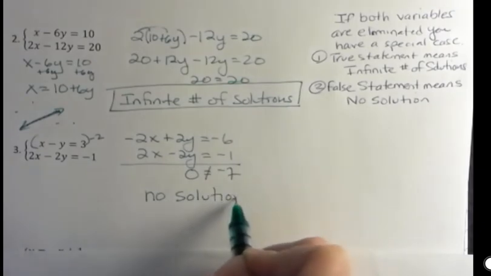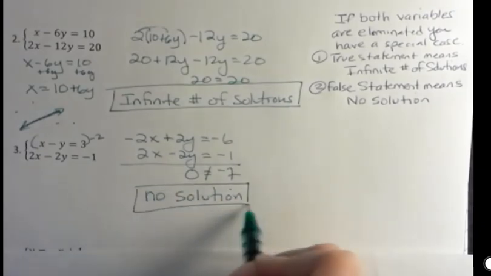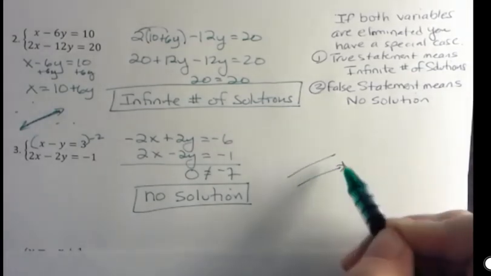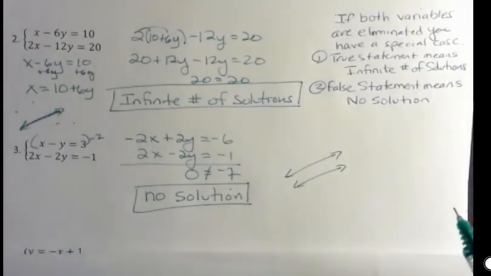What does that look like if you were to graph it? Well, what it looks like is parallel lines. One runs along beside each other, but they never touch. Therefore, there's no solution because a solution to a system is where they intersect.